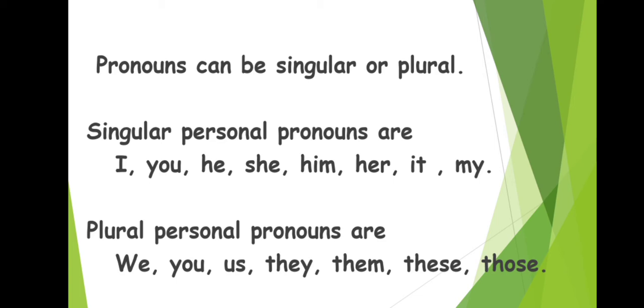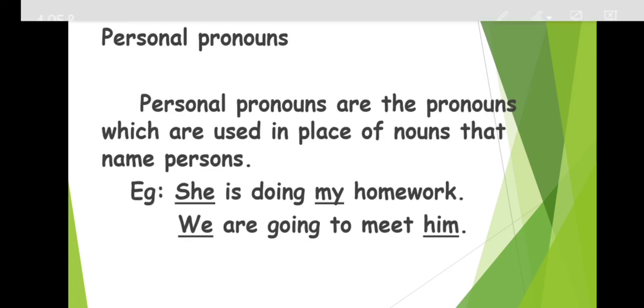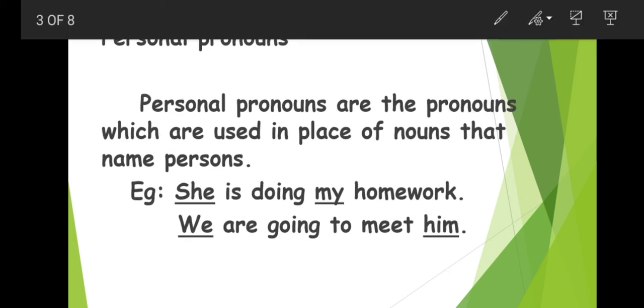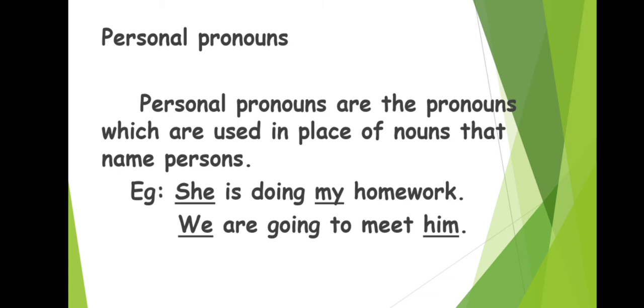Now let's look at the plural personal pronouns. Plural personal pronouns are we, you, us, they, them, these, those, and so on. So here we find that it's plural, it's more than one. So we use these personal pronouns if we find more than one, and it should be persons. Then only we can use personal pronouns. Only for persons we use these personal pronouns, and they can be singular or plural.